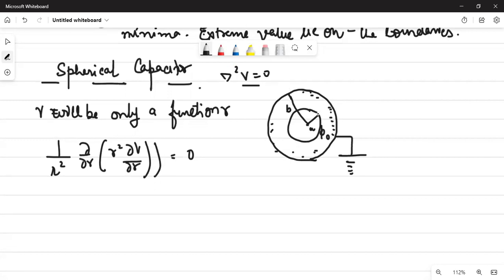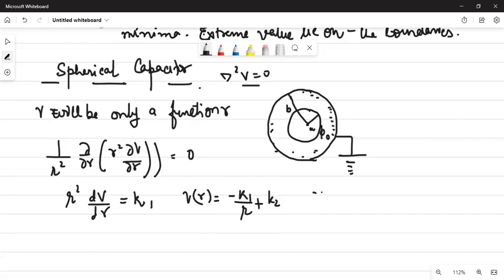So you can see that if here you have some positive charge, here you have some negative charge, you can find that the electric field will be in the radial direction. And if the electric field is in the radial direction, then V would be a radial function only. It cannot depend on theta and phi. So r² dV/dr would be some constant k. And if I find V as a function of r, it will be -k1/r + k2. So V as a function of r will be -k1/r + k2.